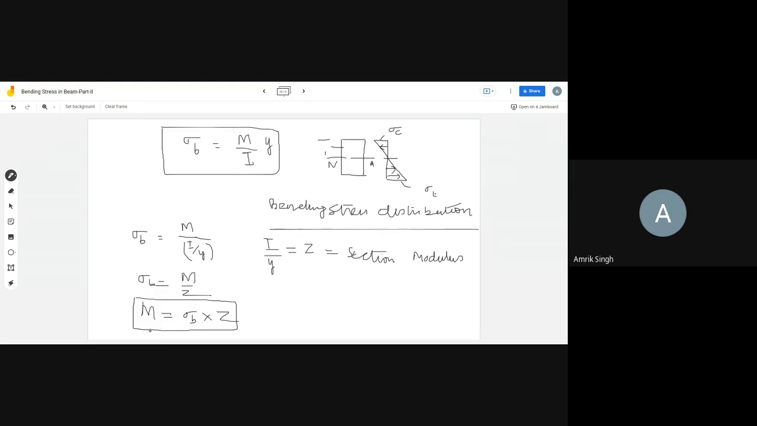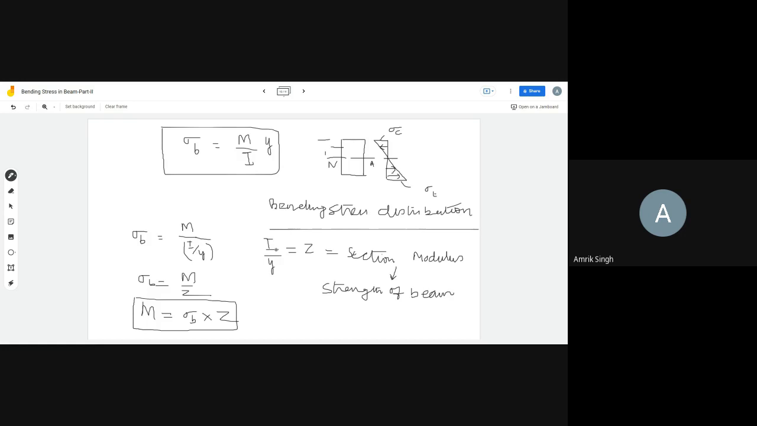जितना सेक्शन मॉडुलस ज़्यादा होगा उसका मोमेंट ऑफ रेजिस्टेंस उतना ही ज़्यादा होगा, ठीक है। So this section modulus represents the strength of beam.